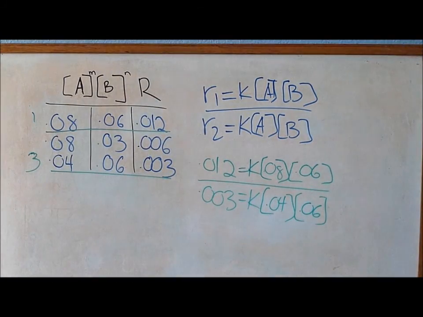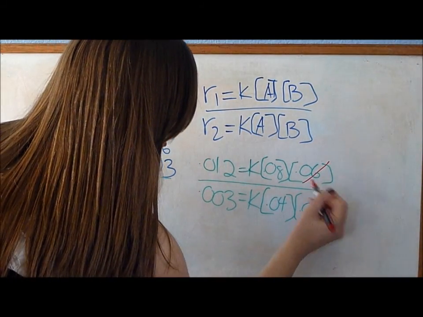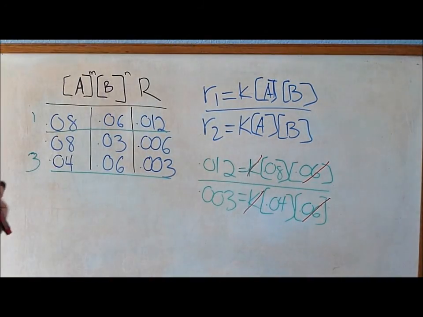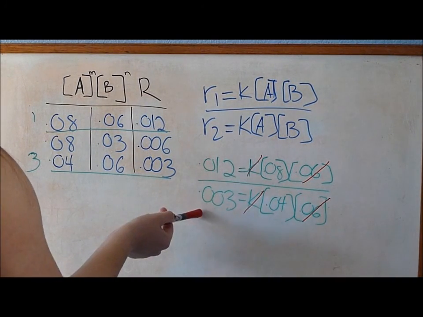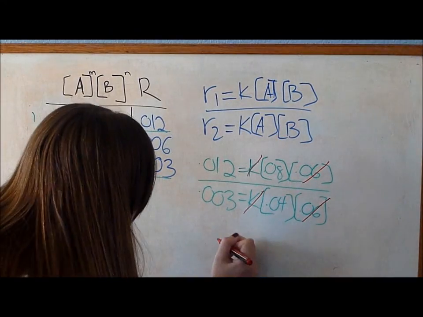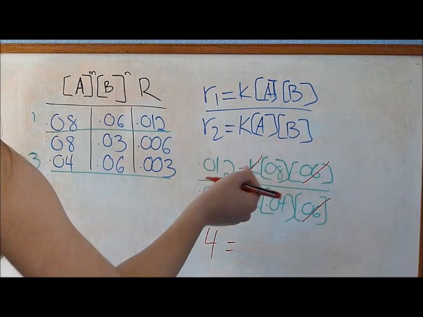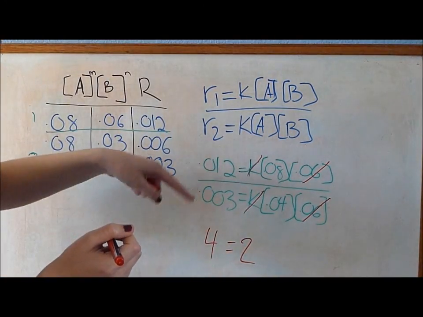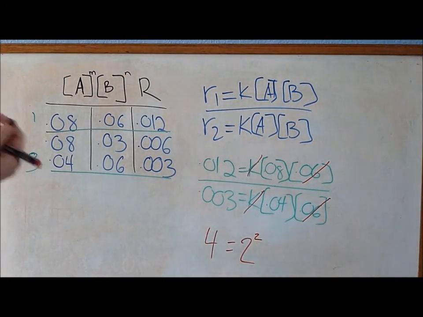So, now what you're going to do is cancel out what's on top and what's on bottom, which is the 0.06 and the 0.06, the K and the K. So, using your calculator, what's 0.012 divided by 0.003? It's 4. Equals 0.08 divided by 0.04, which is 2. Now, 2 to what power equals 4? That's 2. So your answer for concentration A is 2.